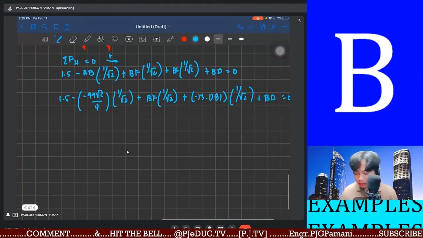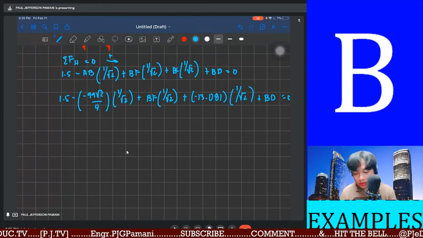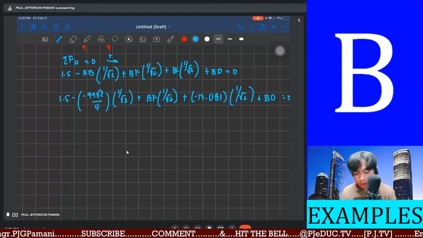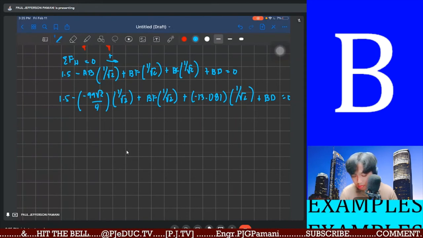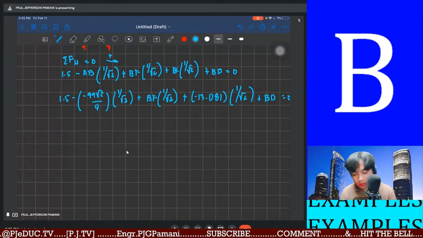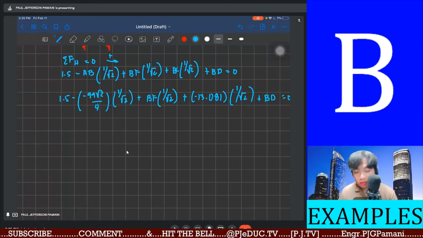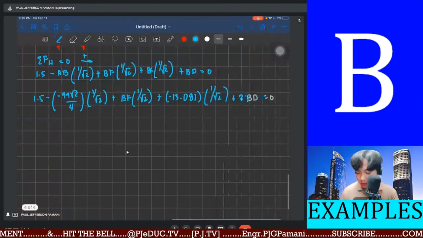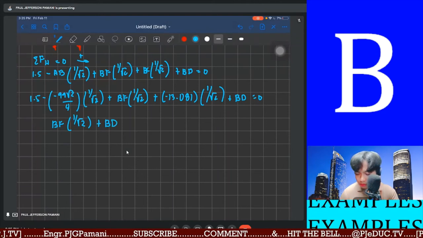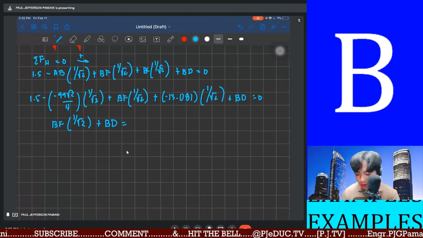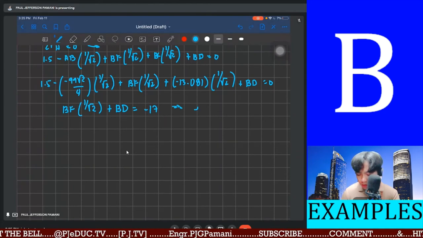Simplify. 1.5 combine all constants minus negative 99 square root of 2 over 4 plus 1 over square root of 2 plus negative 13.081 times 1 over square root of 2. That is 17. So BF of 1 over square root of 2 plus BD equal to positive 17, transposed to the other side, negative 17. So ito yung ating equation 1.